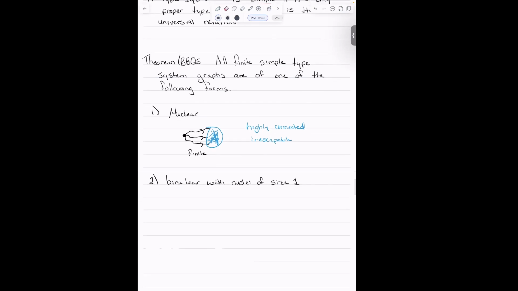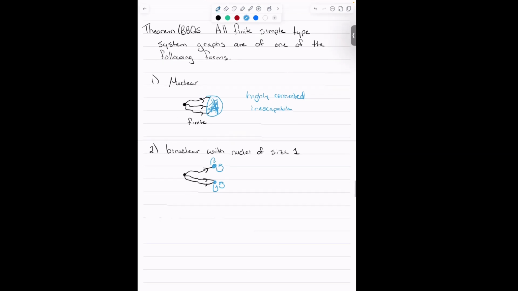The second is binuclear, with nuclei of size 1. All right, so this is similar, right? After some finite amount of time, I'm in a nucleus, but I am only going to have 2 nuclei. So again, nuclei here just refer to highly connected and inescapable subgraphs. And what that means for these, they have size 1. So the only option is I'm going to have 2 edges, both circling back to these. So after some finite amount of time, I'm stuck at one of these 2 vertices, and I never escape those 2 vertices.